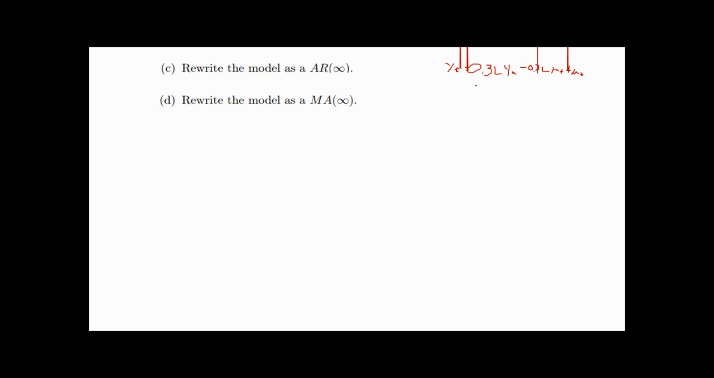So we can group these two. We can put all the things with yt on one side and all the things with mu t on the other one. So this is yt times 1 minus 0.3 L, and on the other side, we have mu t times 1 minus 0.7 L.